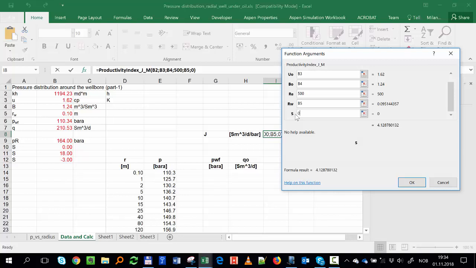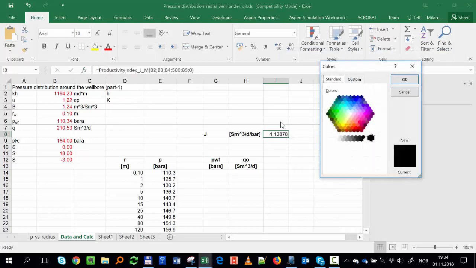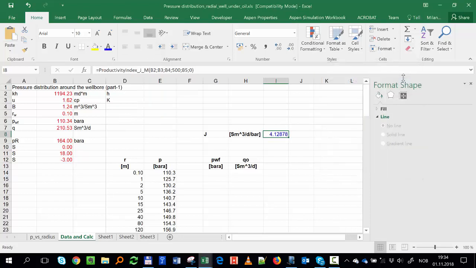That's called skin. Did you talk about skin before? No? Okay, that gave me 4.12. What is the meaning of that number? It has a physical meaning. That means for every bar that I reduce the bottom hole pressure, I'm going to get 4 standard cubic meters per day. Did you get a similar number? Yeah?